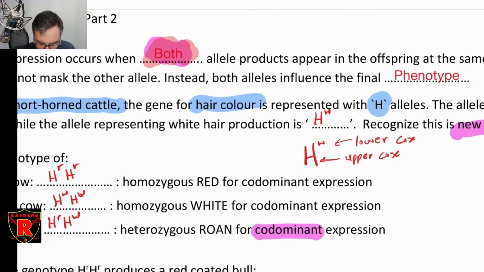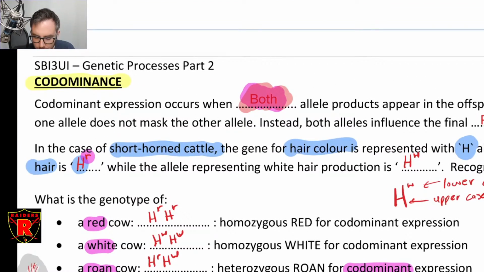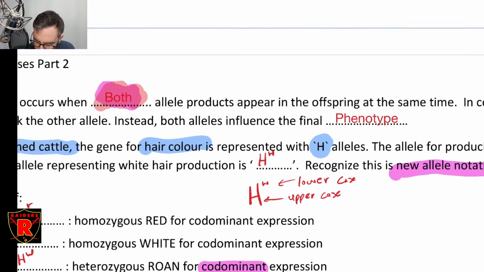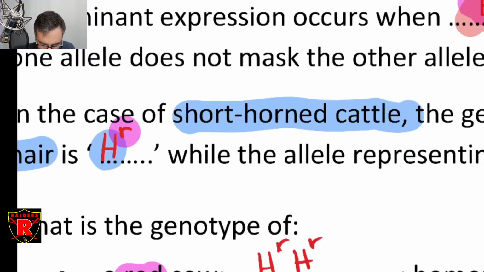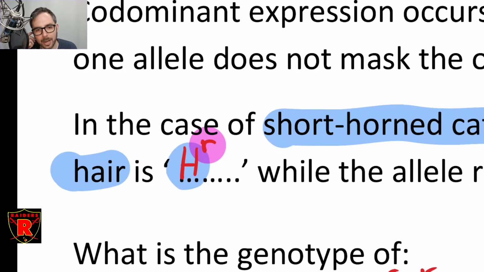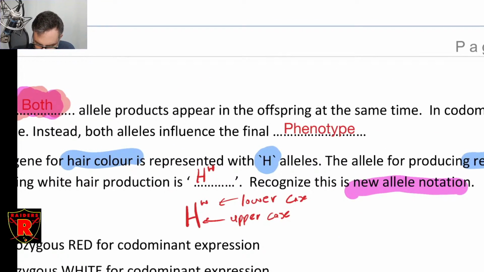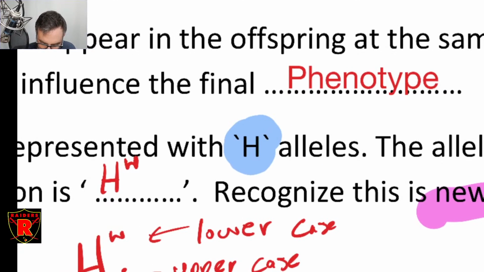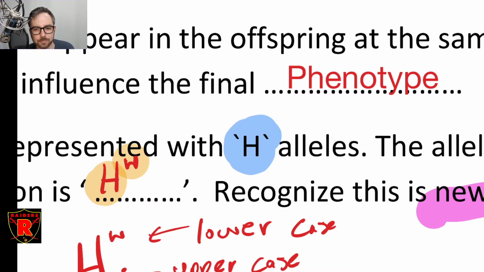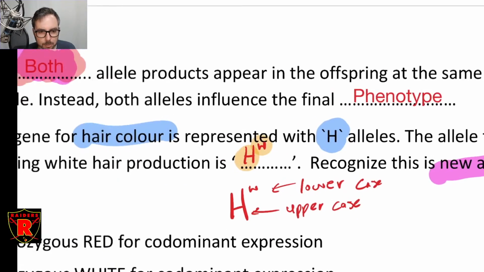Okay, anyway, I'm going to use an example here of hair color in cows. There are two different alleles for hair color in cows. There is red hair in cows, which I'm going to show as H superscript little r. And then there's also a white allele in cows, which I'm going to show as H superscript little w. And there are three ways that this can potentially be expressed in cows.